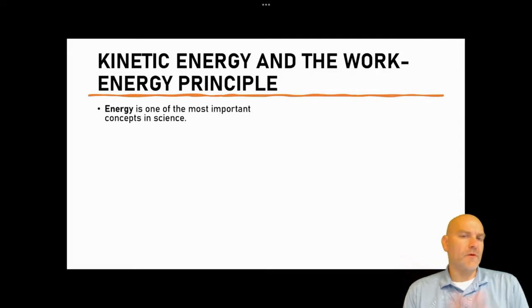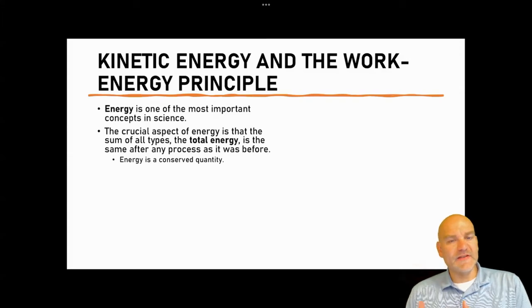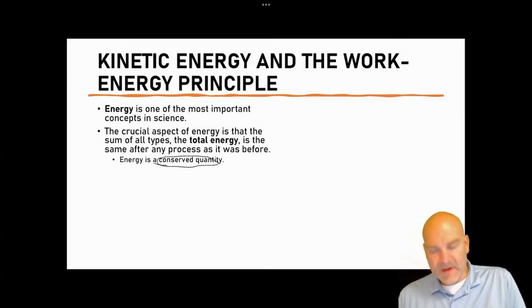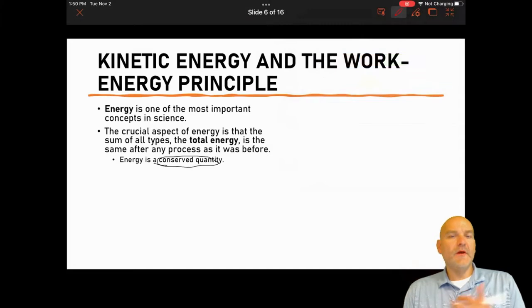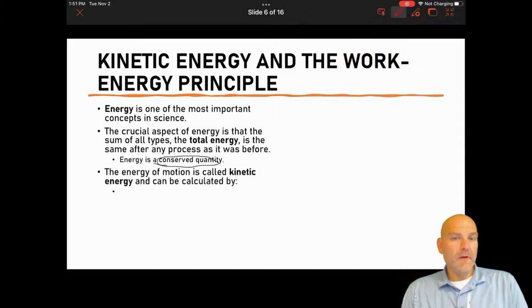So the first thing is, remember, energy is one of the most important concepts in science, okay? Not just physics, but in science. The crucial aspect of energy is that the sum of all types, or what we call the total energy, sometimes also called mechanical energy, is the same after any process as it was before. So what we say is energy is a conserved quantity. Okay, this is very important, and we're going to talk about really three types of conserved quantities here in mechanics. Energy is going to be the first of the three, then you're going to talk about momentum, and then angular momentum.